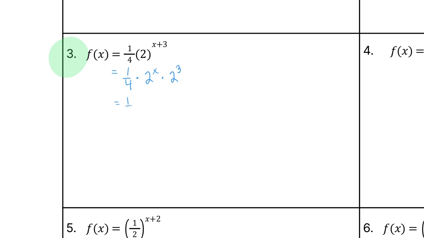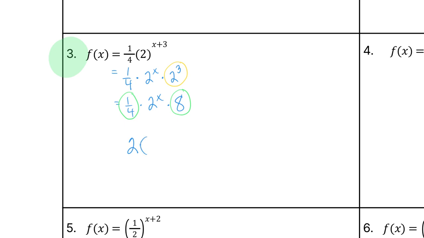So I still have the 1/4. I still have 2 to the x. But I know that 2 to the third power, so this part here, that is the same as saying 2 times another 2. So that gives me 8. Okay, but I could also keep simplifying because this 8 and this 1/4 are just constants. They don't have an exponent or anything. So I can combine those as well by multiplying. So 1/4 times 8 gives me positive 2 times, and then I still have this 2 to the x power.